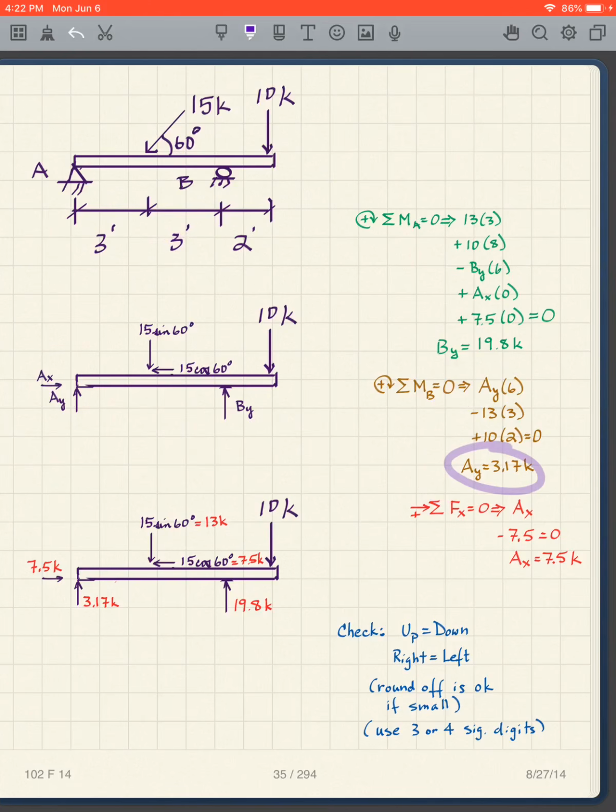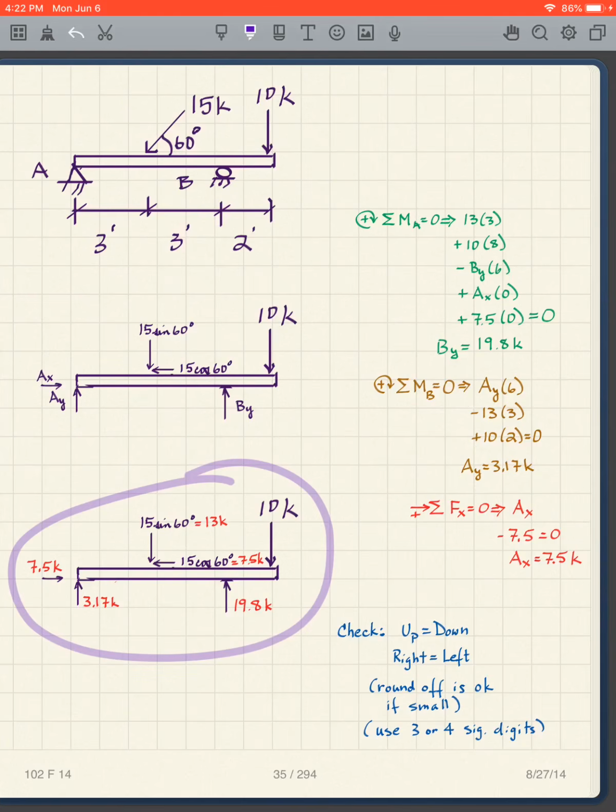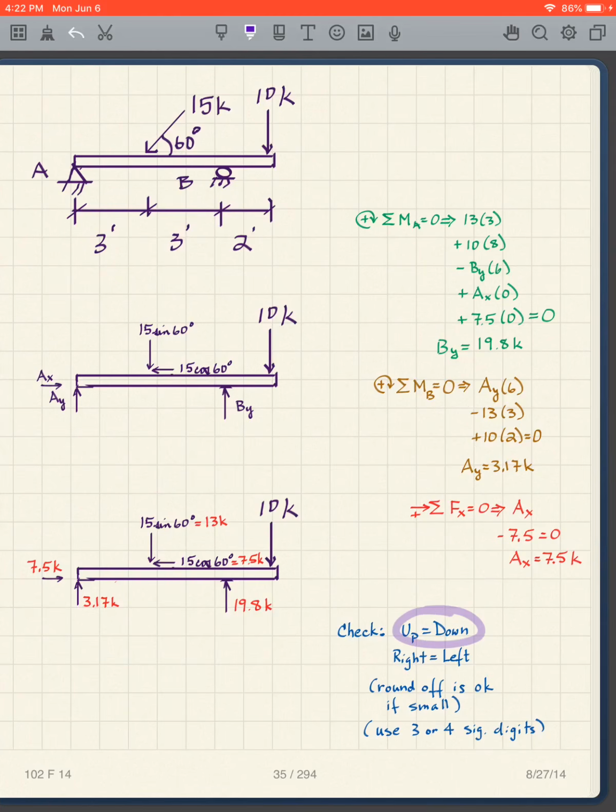I put all those in here, and I get Ay is 3.17. Now we're going to use the sum of the forces in the x direction equals 0. So that's pretty straightforward. I have Ax minus 15 cosine 60. Right there, I get Ax is equal to 7.5 kips. And there is my final free body diagram. I can check. Upward forces equal downward forces. Forces to the right equals forces to the left. There's a small round off, it's okay.